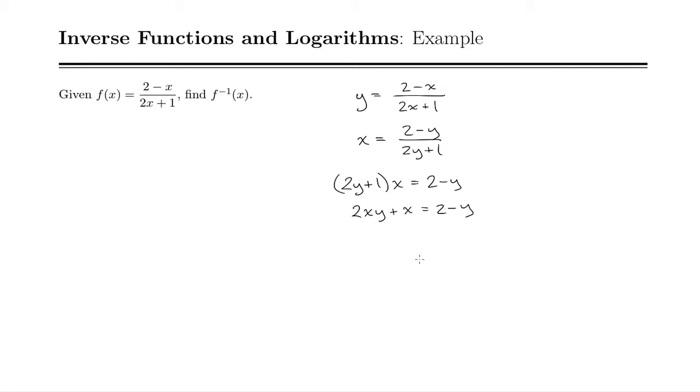Now our goal is to solve for y. So anything that has a y, we're going to put on one side of the equation. Okay, so we have a 2xy and then plus y by just adding this y over. And then the other things we're going to put on the other side. And so we have to subtract the x over. So 2 minus x.